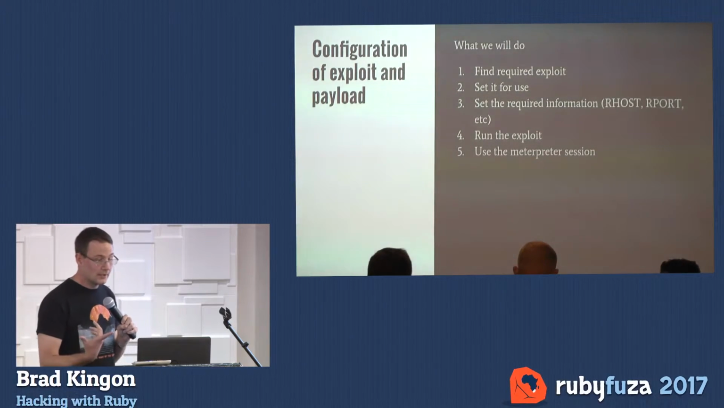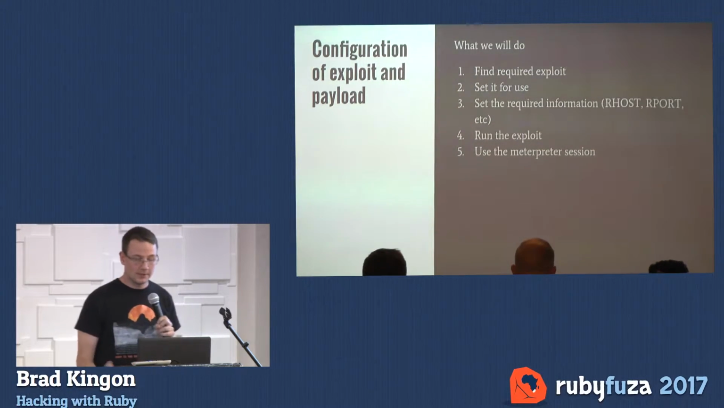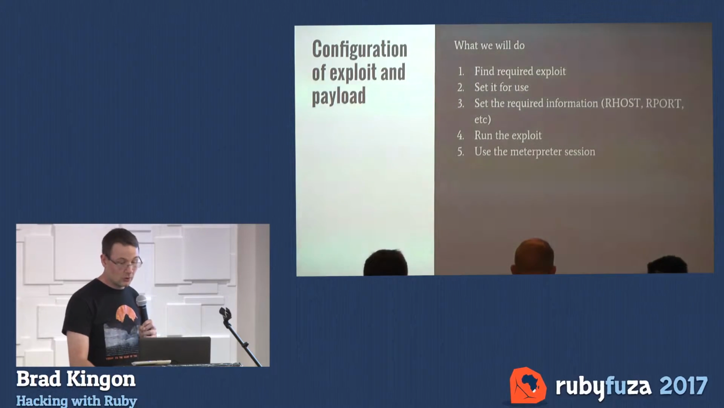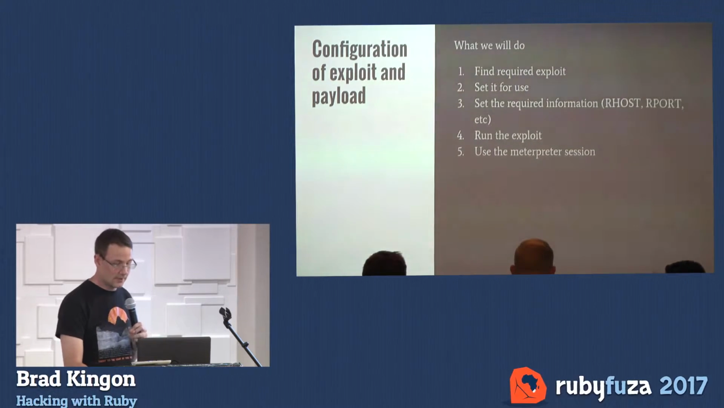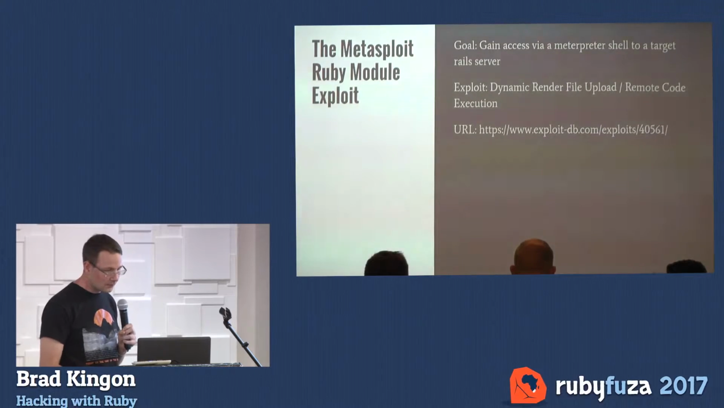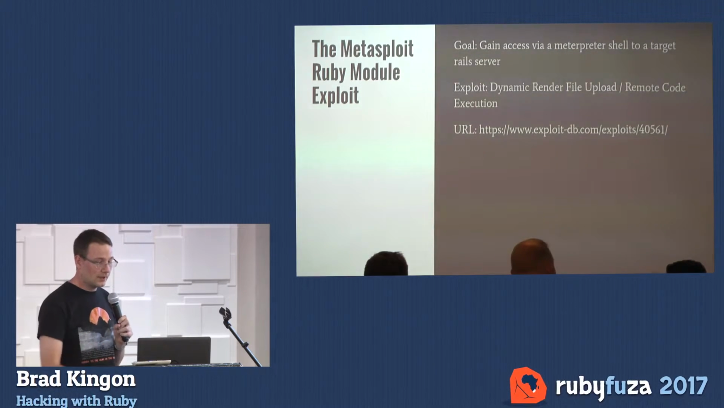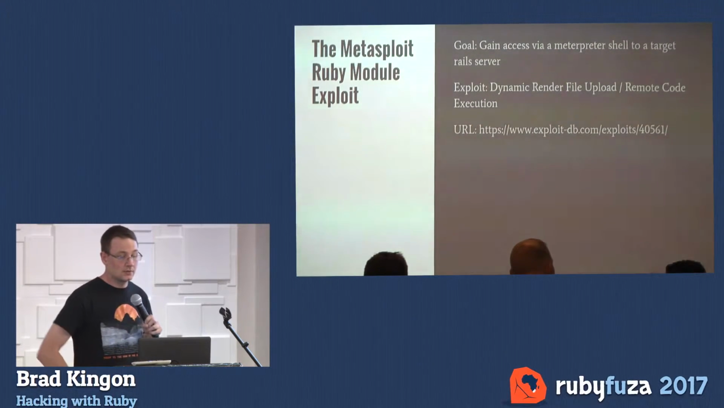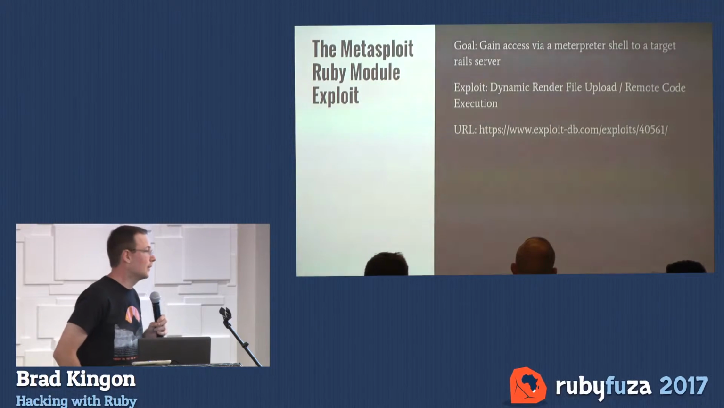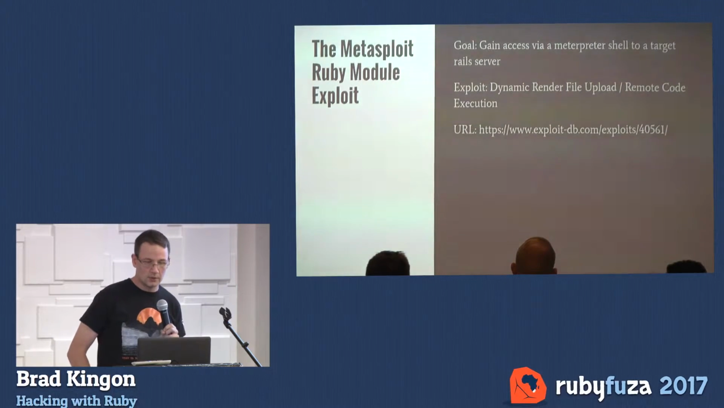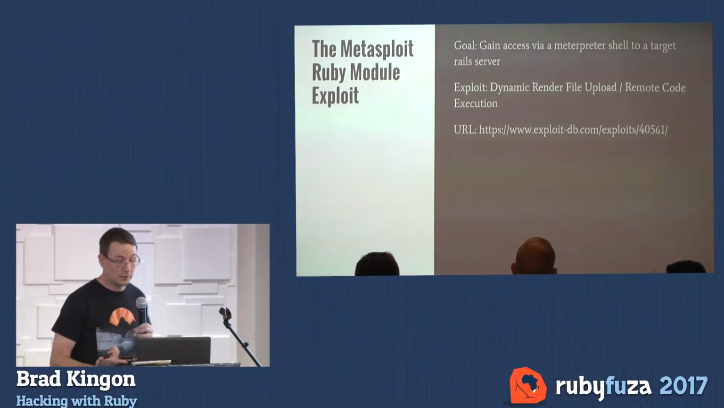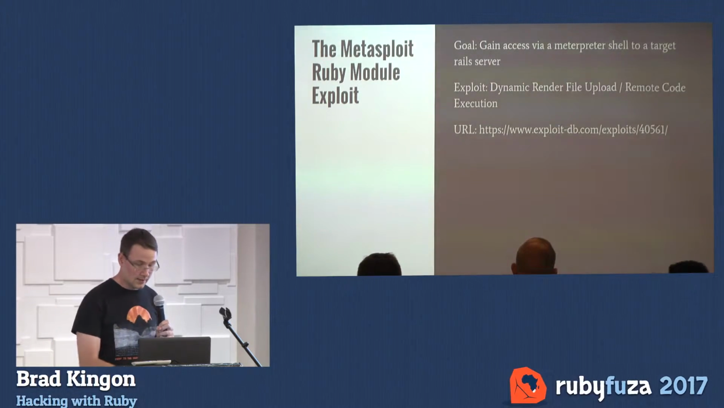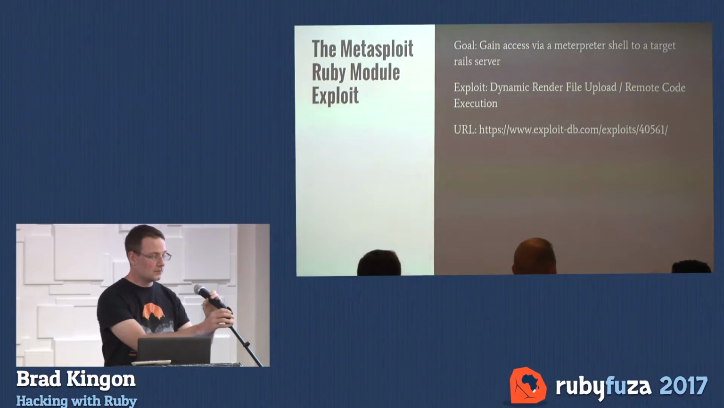Cool, so what we're actually going to be doing here is we're going to find the exploit that we want, set it for use, set the required information, run the exploit, and then use the Meterpreter session. Our goal here for this initial part is to get access to a Rails server, and we're going to be using the dynamic render file upload remote execution exploit that's available.